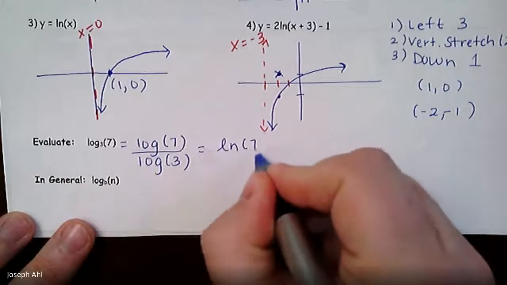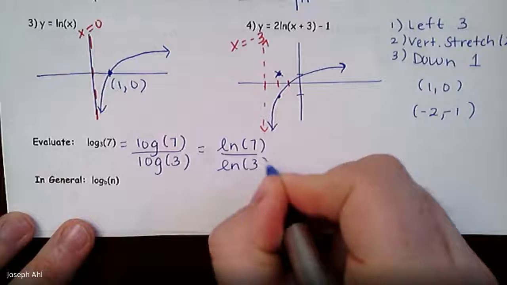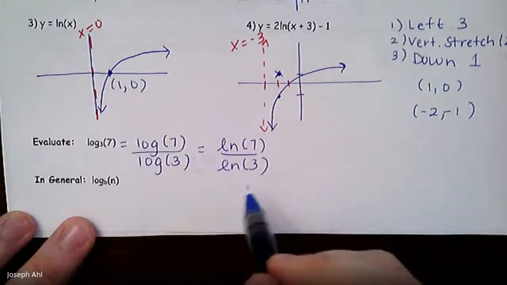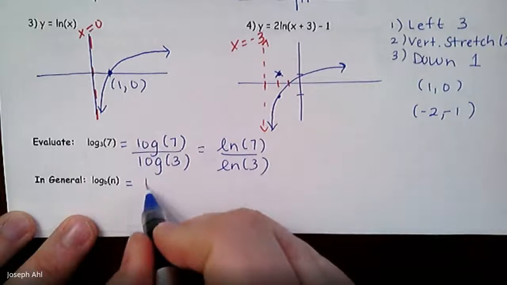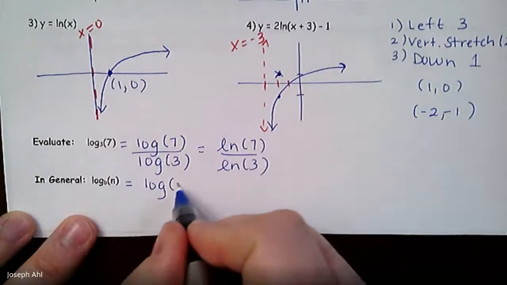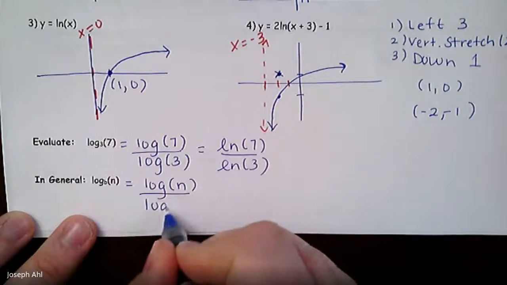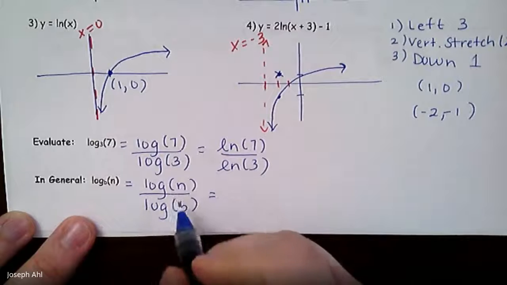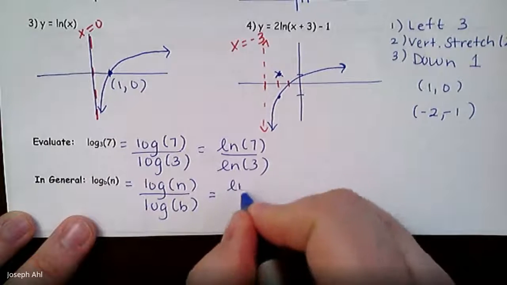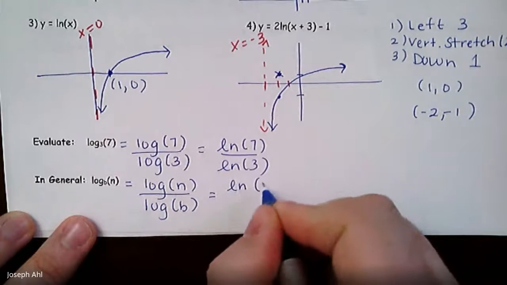You could even use natural logs. So you can rewrite this in either of these formats because in general, log base b of n is the same thing as log of n divided by log of the base. And again, it doesn't really have to be base 10. It could be natural log, which we know is log base e.